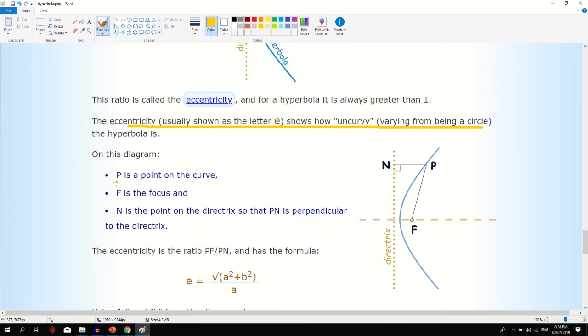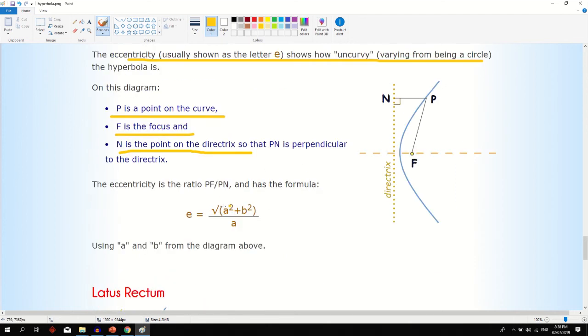P is a point on the curve, F is the focus, and N is the foot on the directrix. So here we have a formula. Eccentricity is equal to the square root of a squared plus b squared, over a. For eccentricity, we already have a formula.